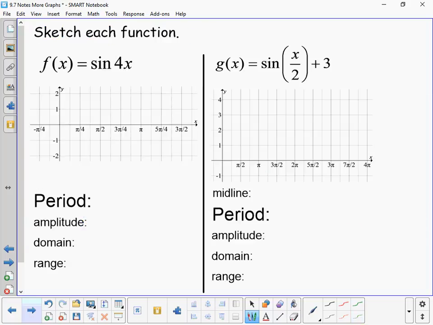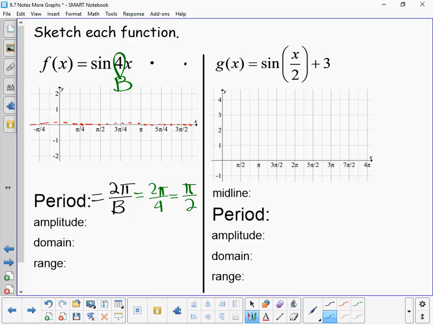So let's try a couple of these to start to get the hang of it. Our first equation is f of x equals the sine of 4x. I didn't do a vertical shift here or an amplitude change, so our midline is just at 0. And we need to calculate the period of our function. We'll use the equation that the period is equal to 2 pi divided by b. Well, in this case, our b value is 4. So this is the same as 2 pi divided by 4, and that fraction we can reduce to pi over 2. So the length of our period is pi over 2.